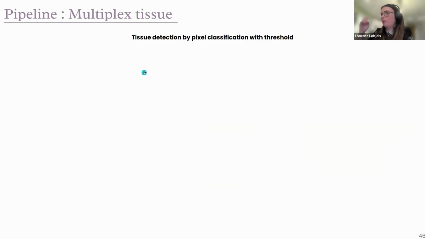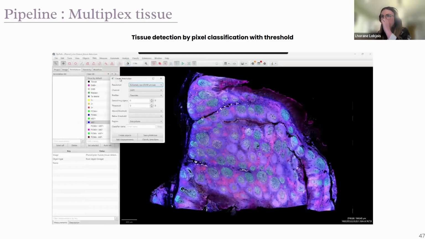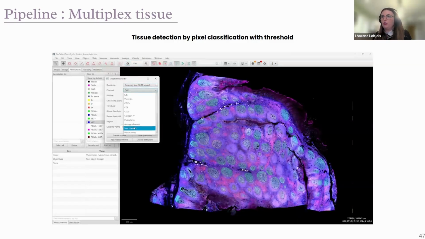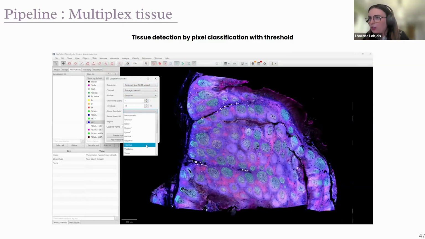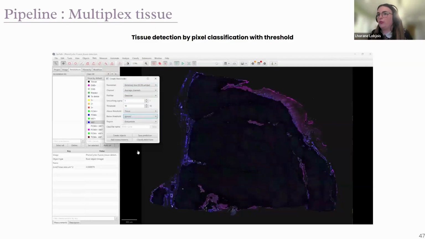So the tissue detection by pixel classification with threshold, I already showed you before, so I can just put the video if it's not too fast maybe, but you can see how to do. So it's the same as in bright field. You choose average channel or all the channels depending on your signal. You have a low resolution because it's tissue. The threshold on this one works better than on bright field, so you can have a small value. And everything above the value should be tissue and below is ignore.